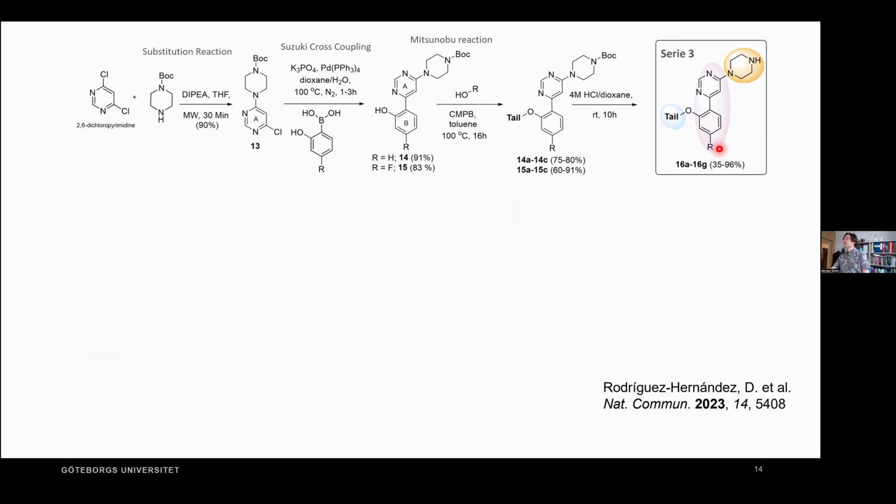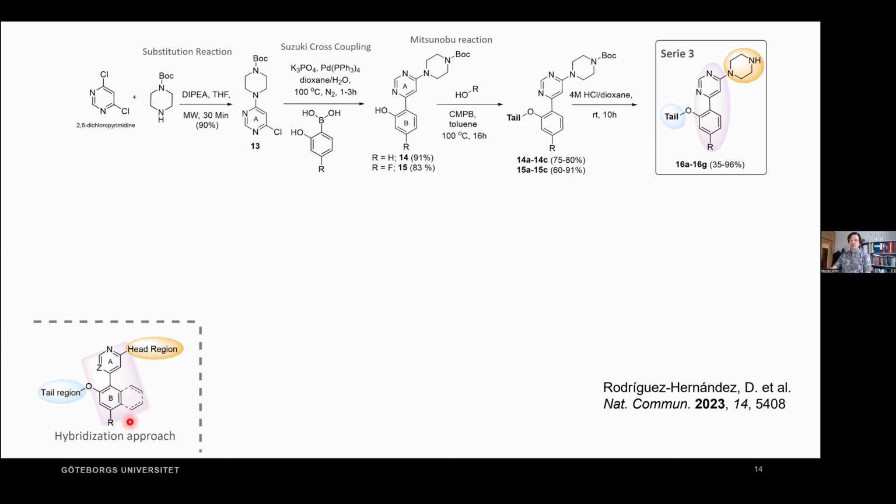Series 3 is drawn up here. And a way to obtain that is starting with 2,6-dichloropyrimidine, a microwave reaction, the Suzuki cross-coupling, followed by a Mitsunobu reaction. And then we get this intermediate, and then treatment with acid to knock off the Boc group, and we get these series 3 compounds. So it follows the same type of chemistry as I already showed you.